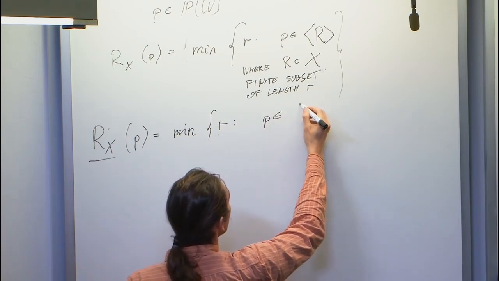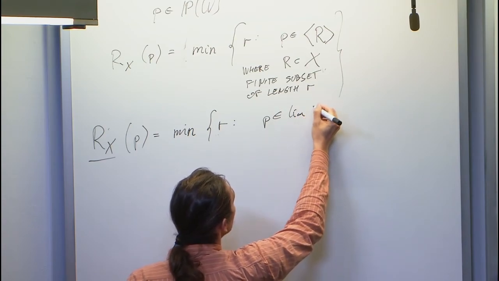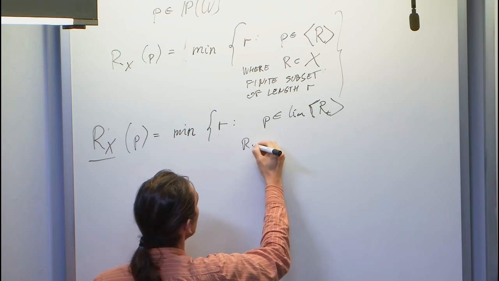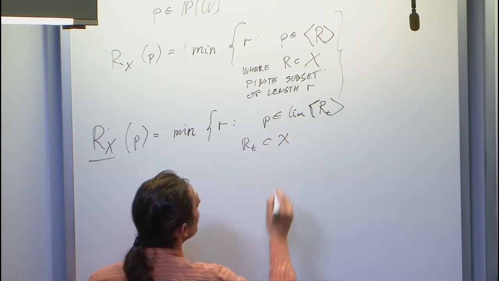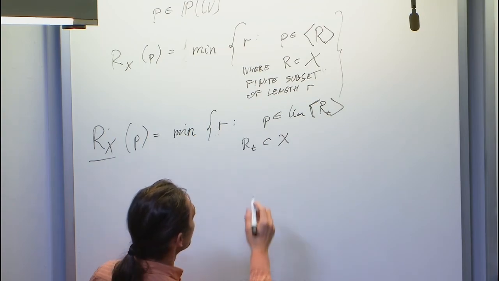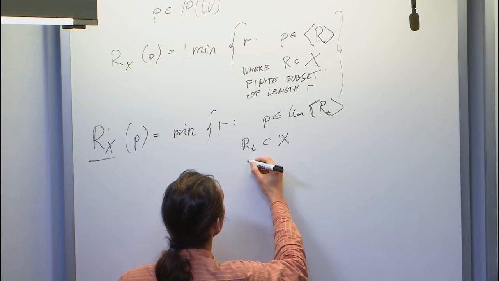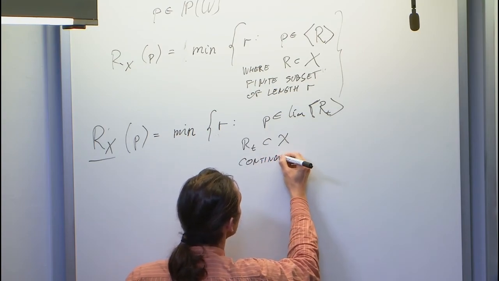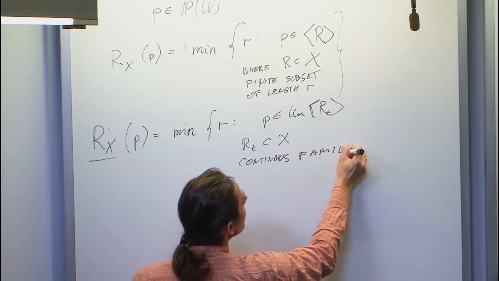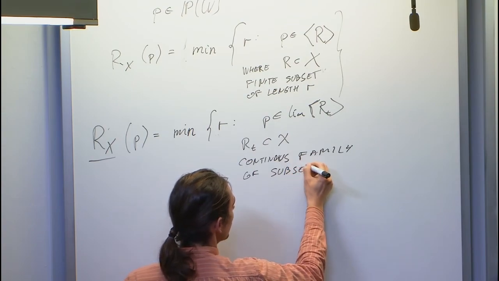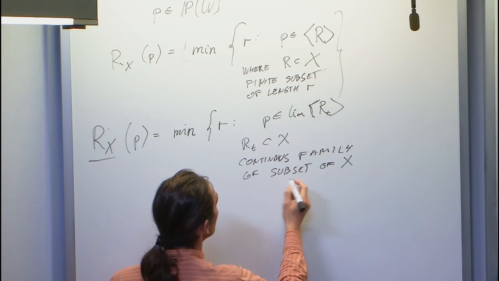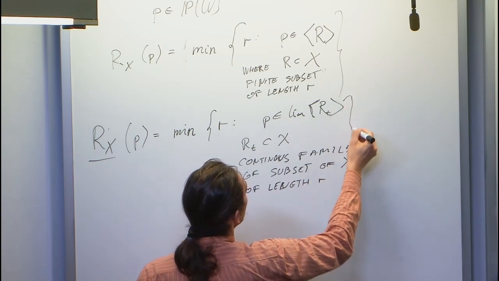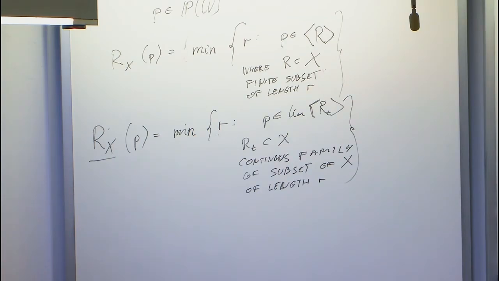such that P is, well, in the limit of R_t, where R_t is a family of, well, at least continuous family of subsets of X, again each of length r. Right, so this was the easy part.